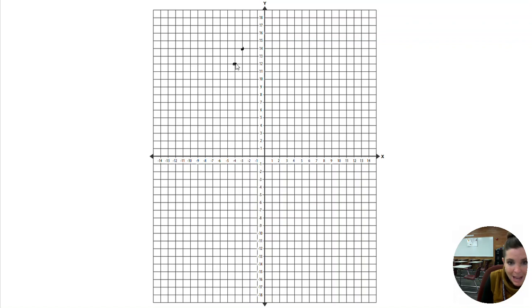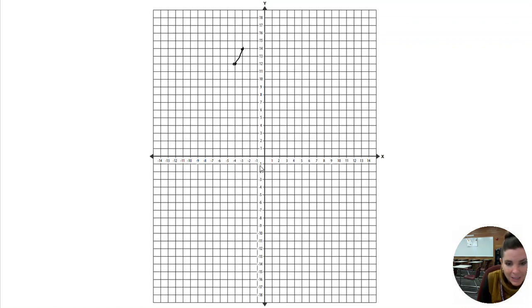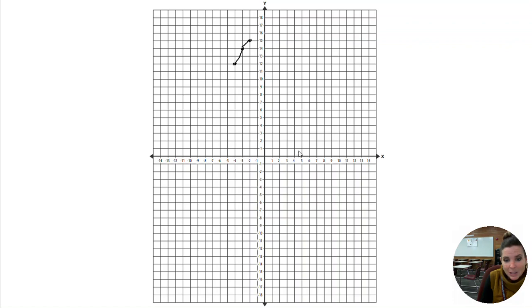Then we connect these 2 points. And then we're going to do (-2, 15). So to the left 2, up 15, which would be right here, and then we connect those 2 points. Then we would do (0, 16). If your x-coordinate is 0, that means you are not moving any right or left. So (0, 16) is right or left 0, and then up to 16. There's a point right here. Now I'm going to connect those 2.